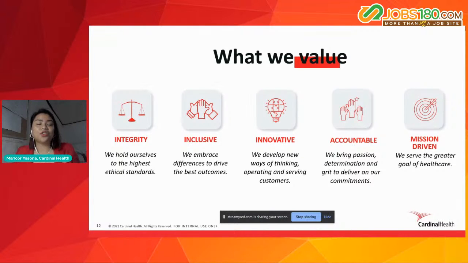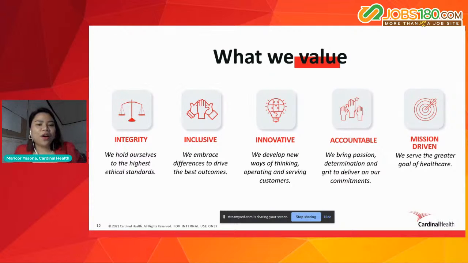So we accept and embrace each other's differences and work together towards the common goal of providing excellent service. We are also innovative, leveraging ideation and technology to respond to changes. Accountable: who we are at our core, we can be trusted to get things done. And last but not the least, Cardinal Health is mission driven. We keep our eyes on the prize, take time to listen to what our customers and stakeholders need, and go above and beyond what is required of us.